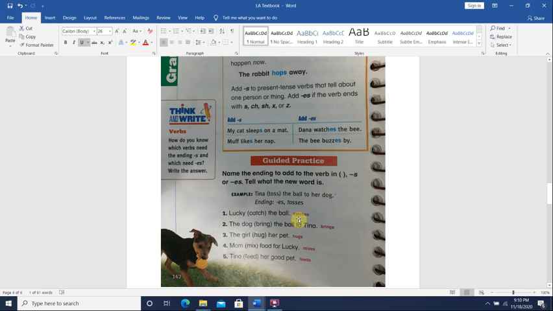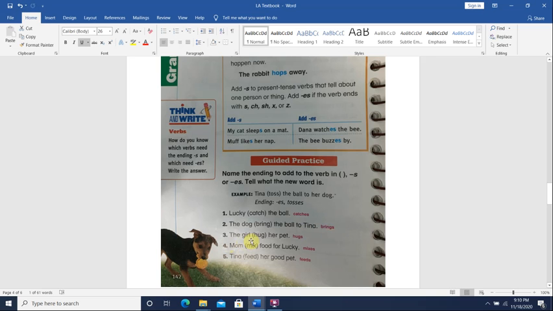And here is the answer. Lucky catches the ball. Why did we add ES? Because the verb ends with CH. Number 2, the dog bring the ball to Tina. The dog, the subject is one thing. To show that it's in the present tense, we will add S. The dog brings the ball to Tina. We add an S to show that it's happening in the present tense.